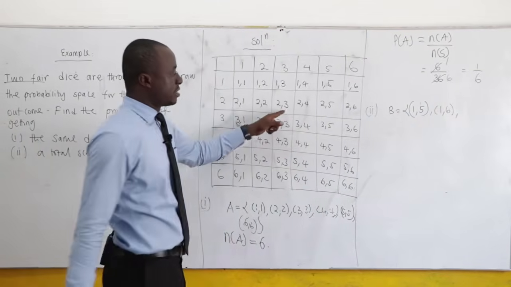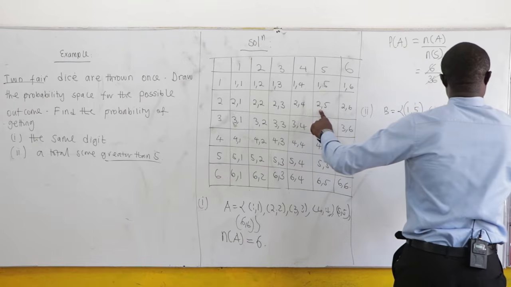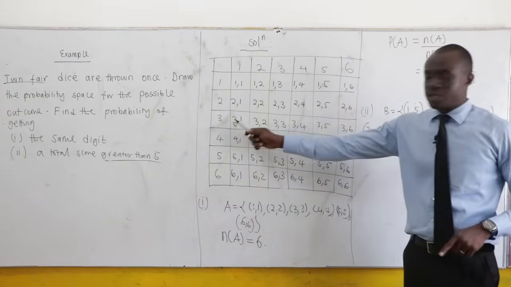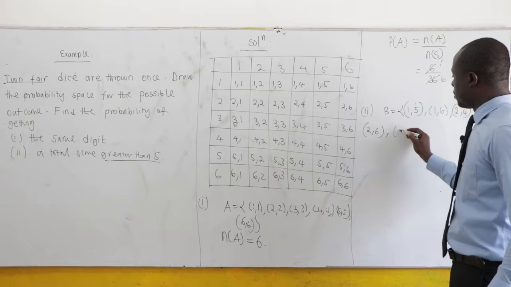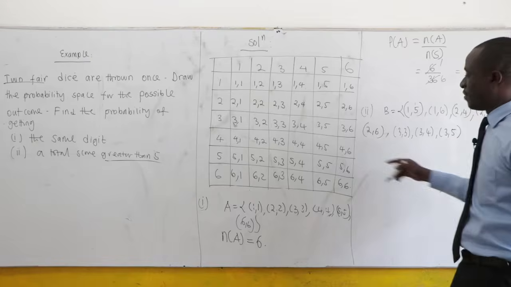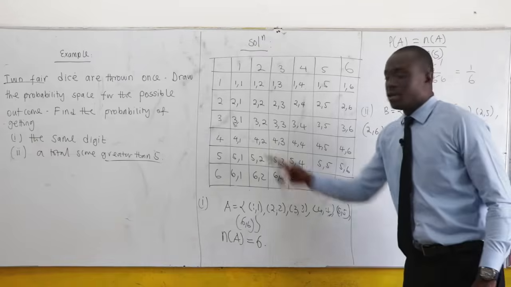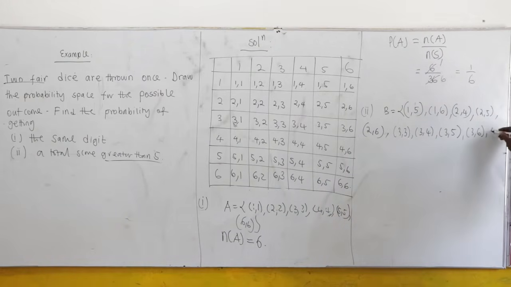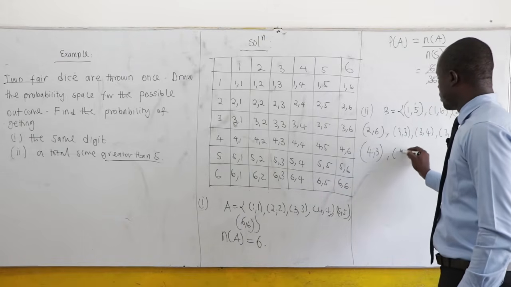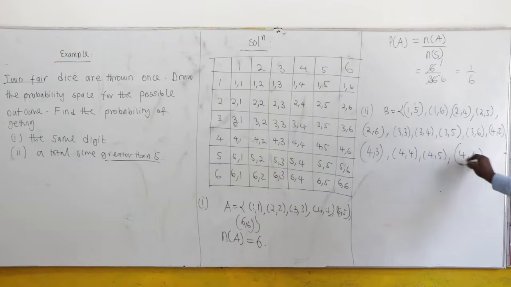Now 2 plus 1 is not, 2 plus 3 is not, 2 plus 4. So that will be 2,4, 2,5, 2,6. Now 3 plus 1 is not, 3 plus 2 is not, 3 plus 3. So you have 3,3, 3,4, 3,5, and then 3,6. When you add, it is greater than 5. Now 4 plus 1 is not, but then 4,2. So you have 4,2, 4,3, 4,4, 4,5, 4,6.